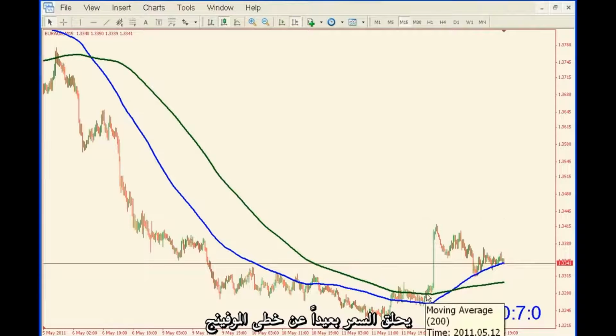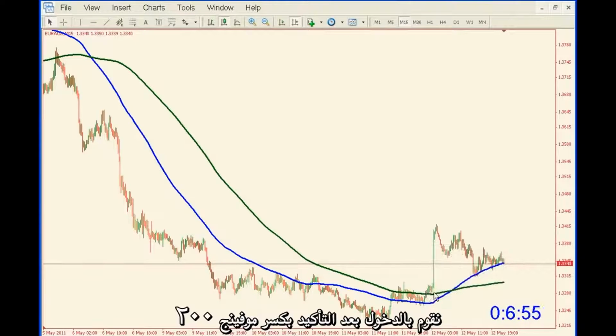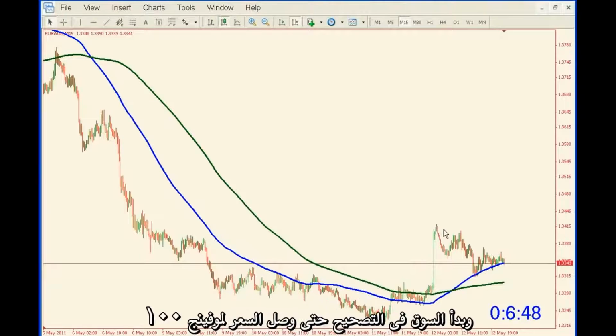It breaks this. Here's our trigger. We get in, and here's our confirmation. We broke the 200, and there was a big move here. Some news or something happened here, so that made that move even bigger. And then the market tried to correct itself, came back here.